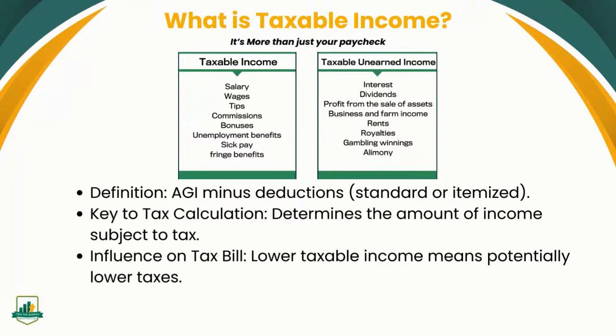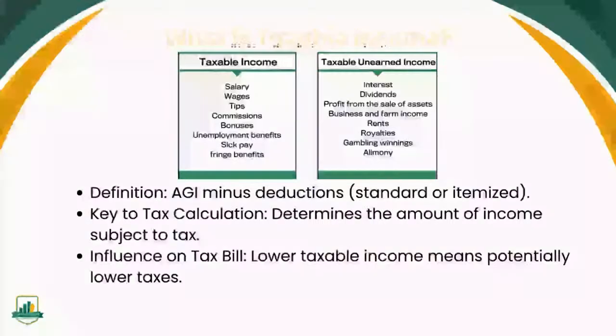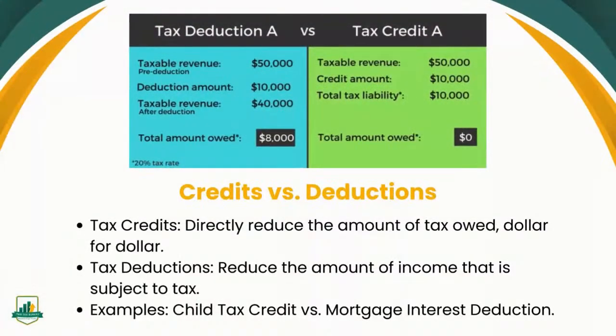So taxable income is crucial because it serves as the basis for calculating the amount of income tax owed to the government. The tax rates applied to taxable income vary depending on the taxpayer's filing status. Remember that? Single, filing jointly, filing separately, head of household, etc., and their total taxable income amount. As taxable income increases, the tax rate typically increases as well, following a progressive tax system in many countries, including the US. We are a progressive tax system, if you did not know that.